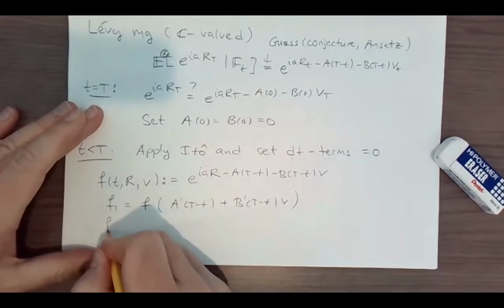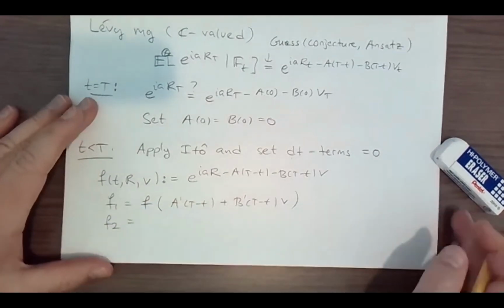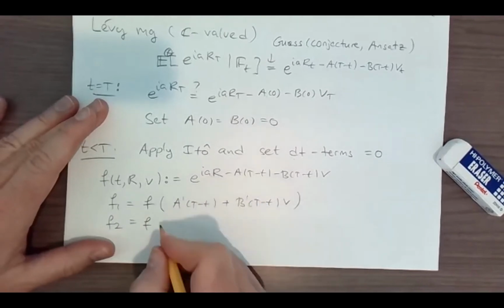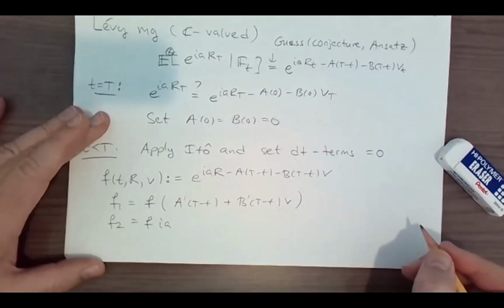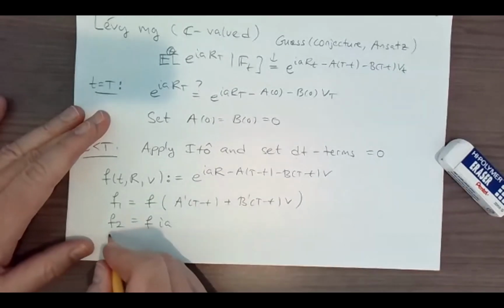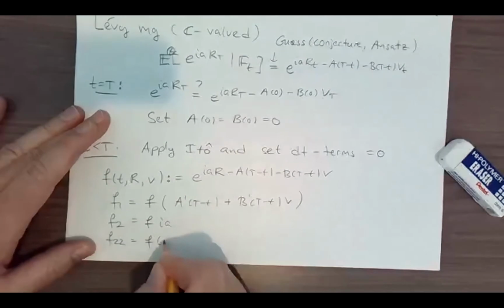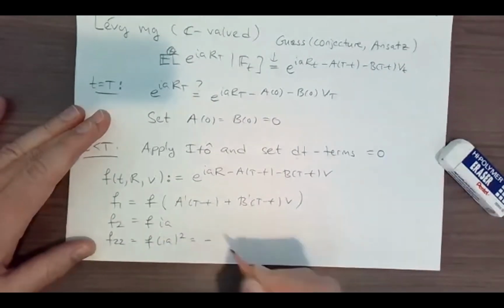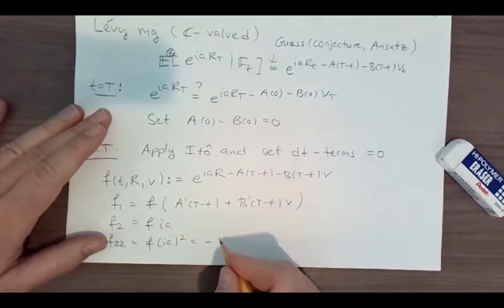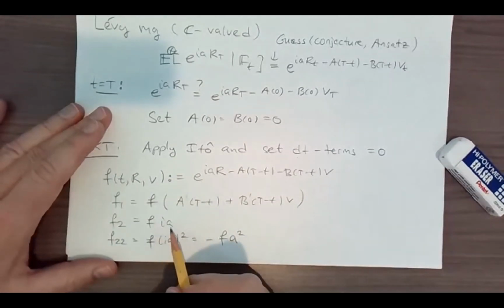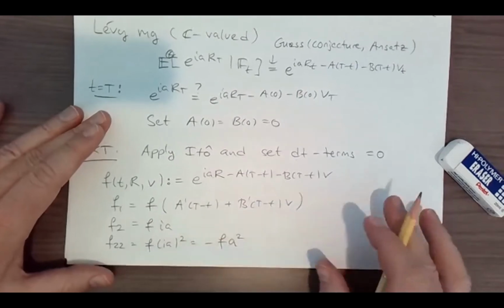Then I need a derivative with respect to r. So again, I'm going to get f, and then I'm going to get ia. And I'm going to get f22. This is f i a squared. This is minus f a squared, right? i is equal to the square root of minus 1.